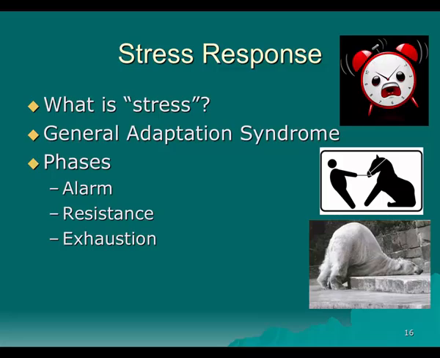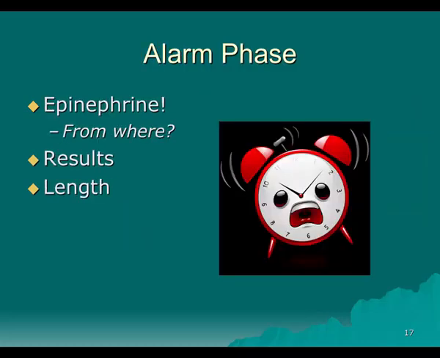So the stress response is called the general adaptation syndrome to any real or imagined condition that disrupts homeostasis. There are three basic phases: the alarm phase, the resistance phase, and the exhaustive phase. The alarm phase is the first and the main player, and the hormone is epinephrine that is released during the alarm phase. It's released from the adrenal gland, stimulated by the brain when stress is perceived.